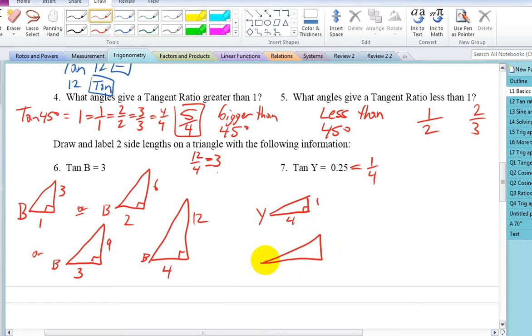2 and 8. Or we can have 3 and 12. Okay, so that's kind of what they're getting to do for that question. All right, it's kind of a specific one. Not going to see that a lot. All right, let's get stuff that you are going to see.